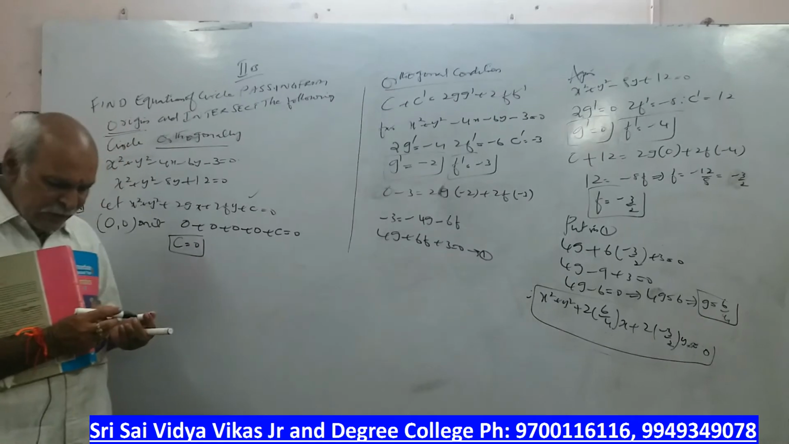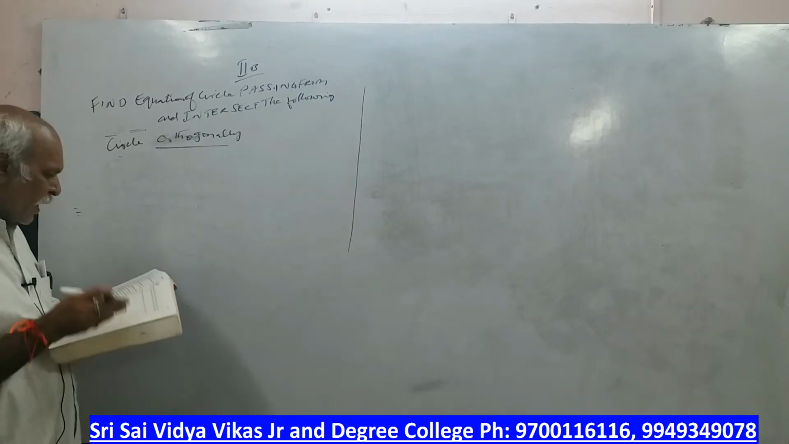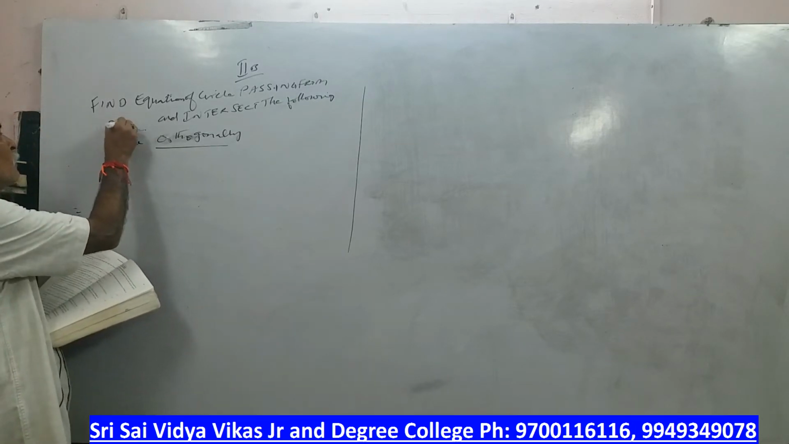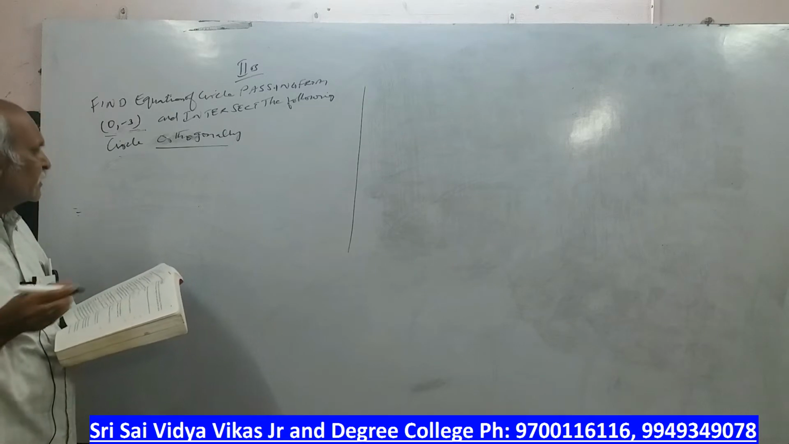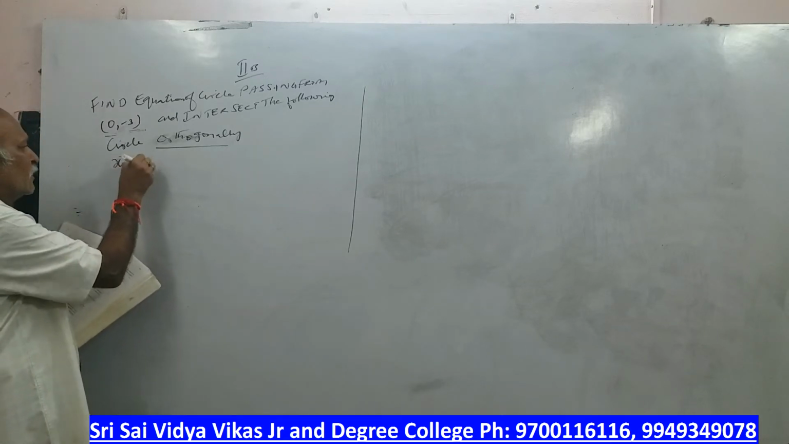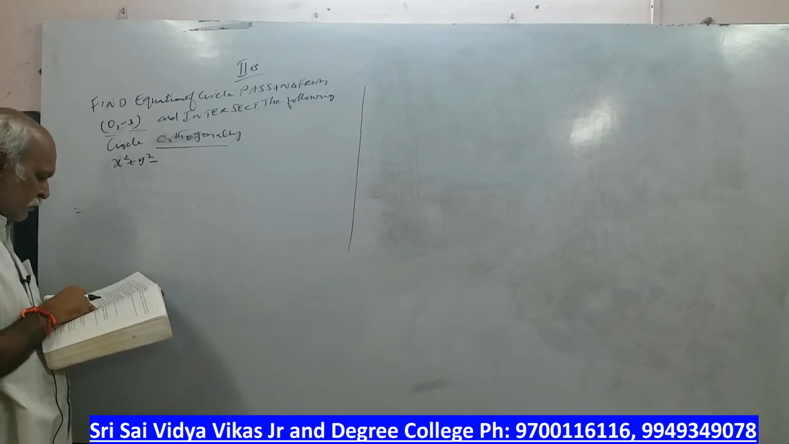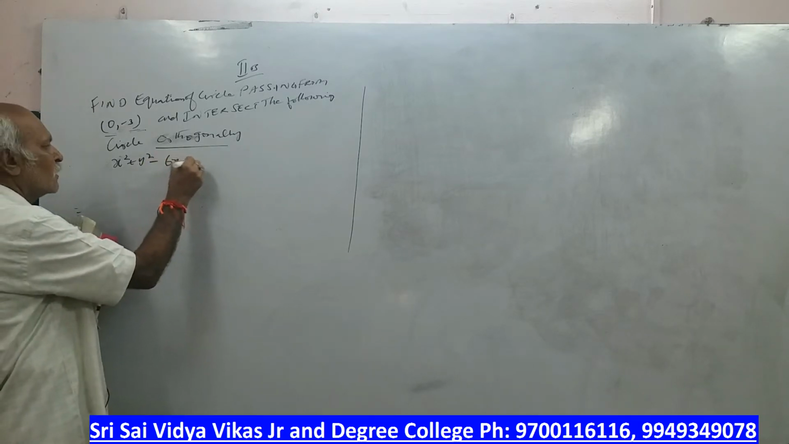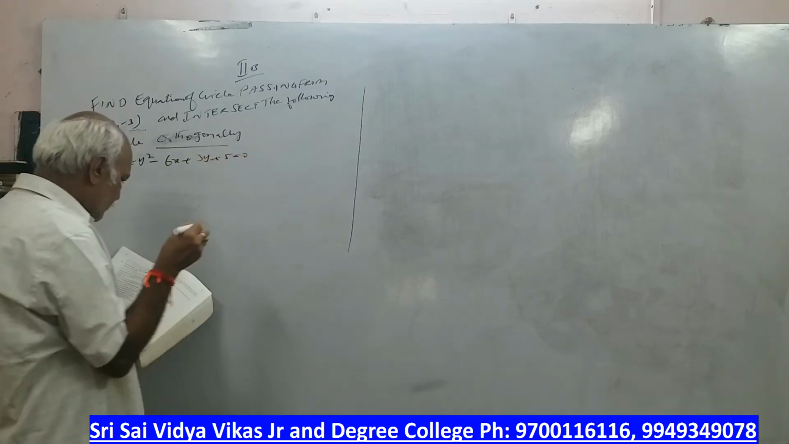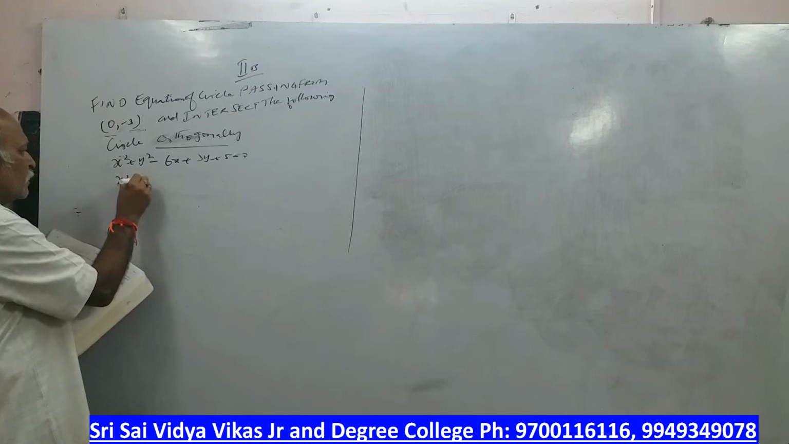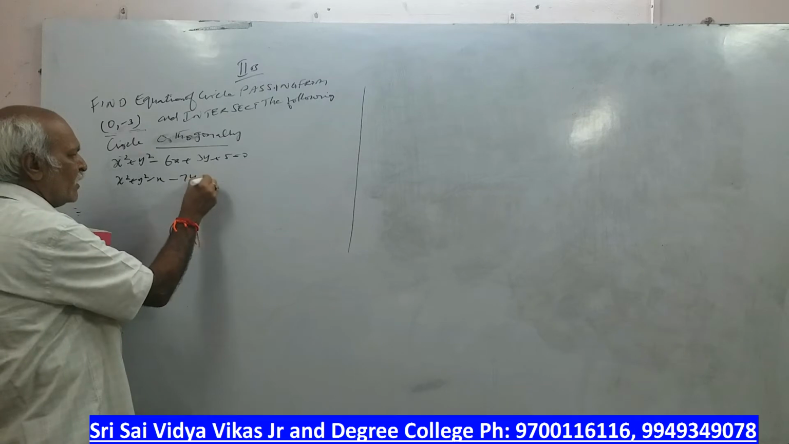Okay, let us see the next problem. Find the equation of the circle passing through 0 comma minus 3 and intersecting the following circles orthogonally, given by x square plus y square minus 6x plus 3y plus 5 is equal to 0, and x square plus y square minus x minus 7y is equal to 0.